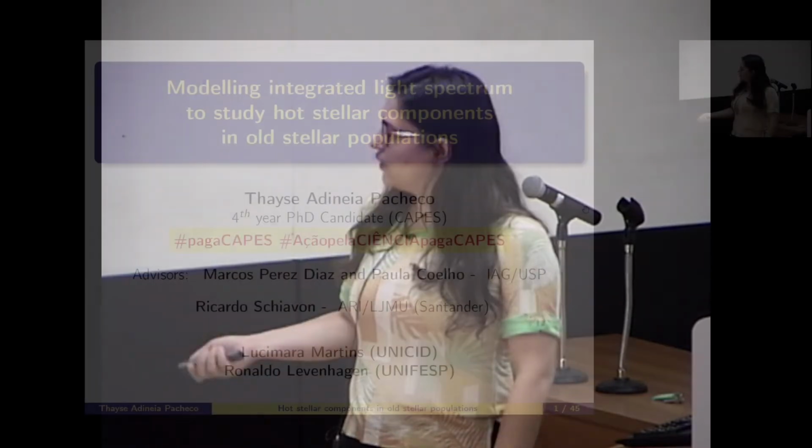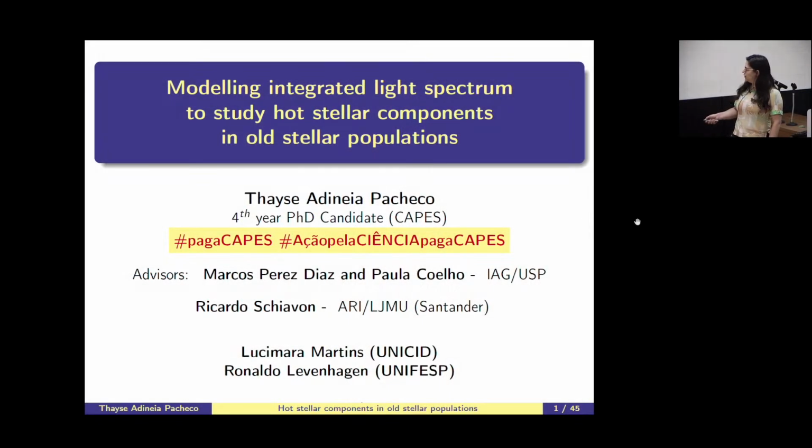Thank you for inviting me. I'm Thayse, a fourth year PhD candidate. I'm working here with Marcos Dias and Paula Coelho, and I'm working with Ricardo Schiavon in the UK. We also have collaboration with Lucimara Martins and Ronaldo Levenhagen. I'm going to talk about our work on modeling integrated light spectrum to study hot stellar components in old stellar populations.